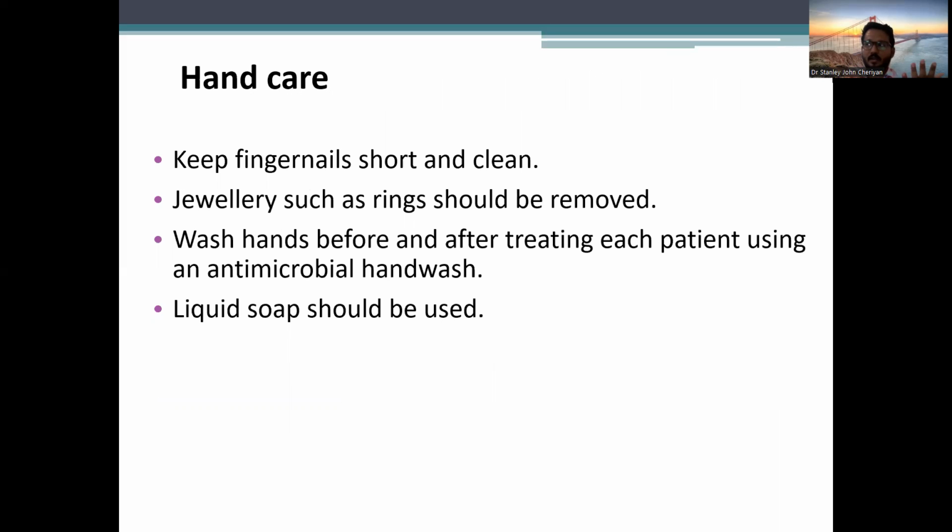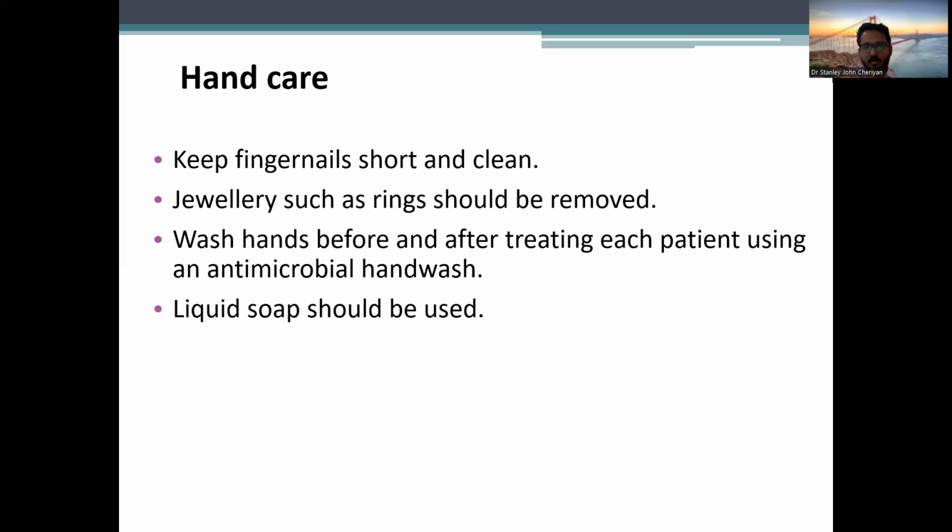Hand care when you're wearing gloves. I've seen people wear gloves over their rings, over their watches, even the religious threads that you wear on your hand. If you choose to wear it, that is fine, but when doing a surgical procedure, you should wear it above your elbow level. So these should be followed.